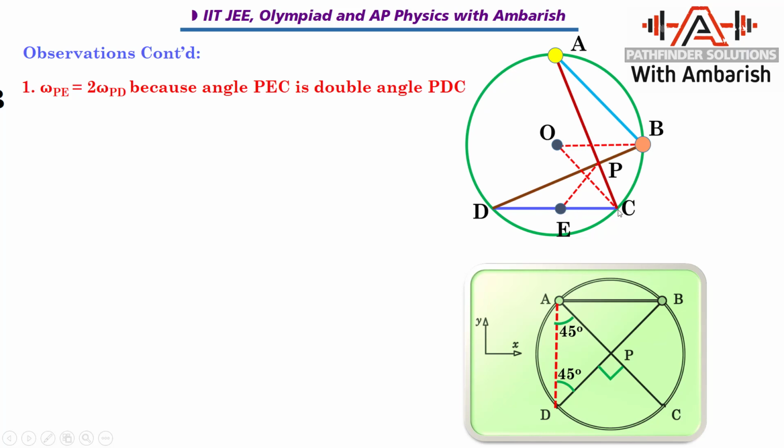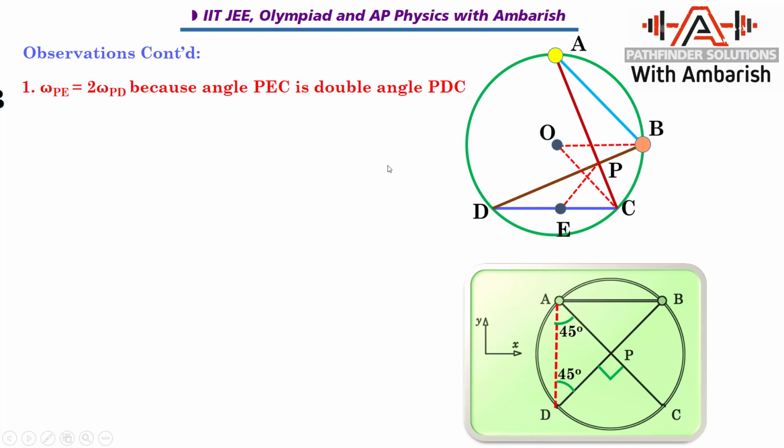So angle PEC is double the angle PDC, and you know that DC is a fixed line and EC is also a fixed line, and this angle is always double this angle. That means what? The angular velocity of P about E must be double the angular velocity of P about D. Okay, so that's settled.